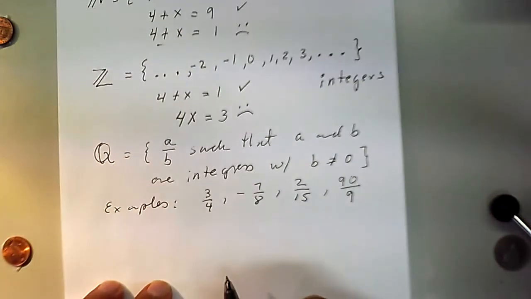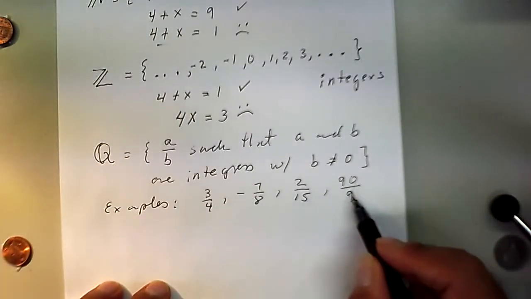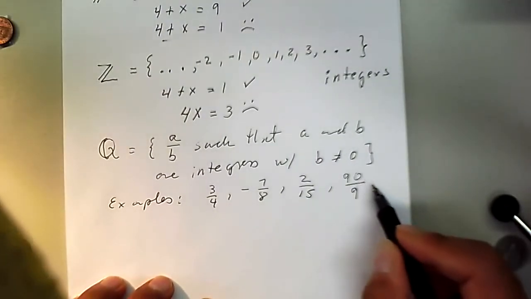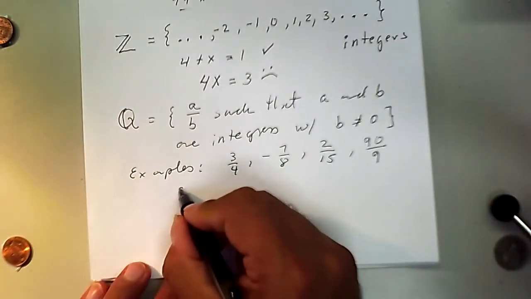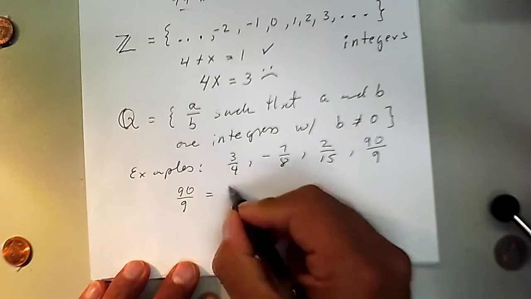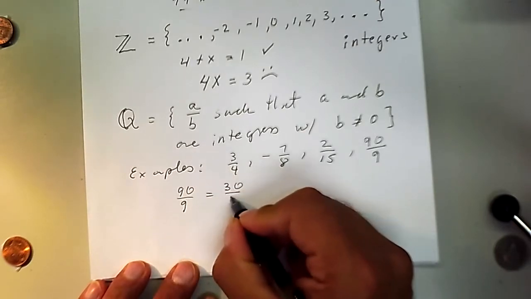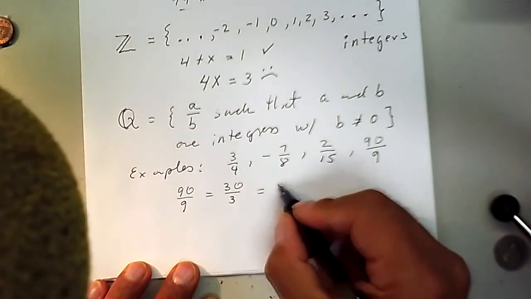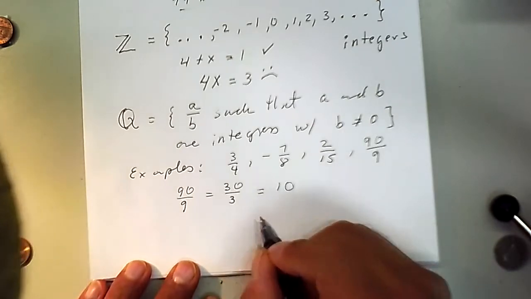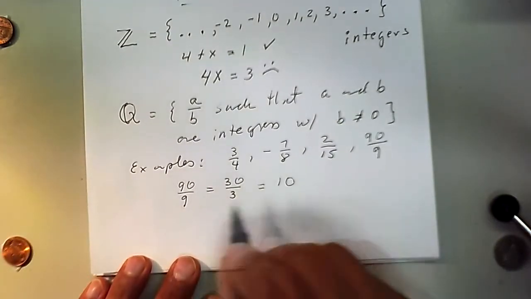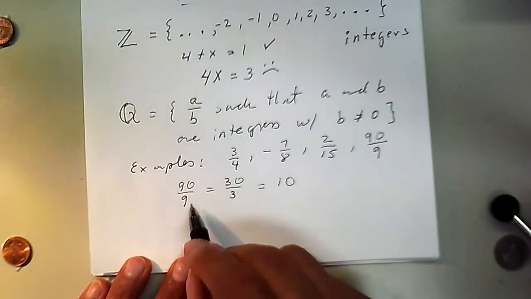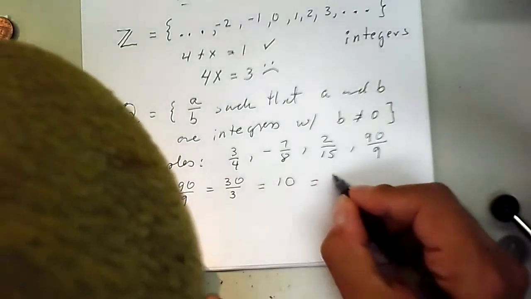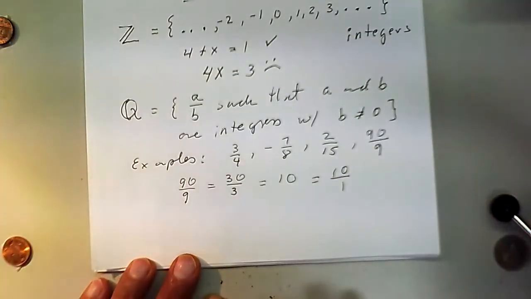99ths. Notice that there is a complication. There are a few complications actually with this. A number may be written in more than one way. So 99ths can be written as 33rds, which can be written as 10. So all of these expressions, 90 divided by 9, 30 over 3, 10, all of them represent the same number, even 10 over 1. So we have a complication.